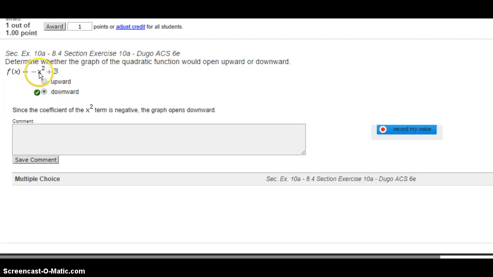And you got this one right here, the negative number. There's a negative 1 in front of the x squared, so this one's going down.